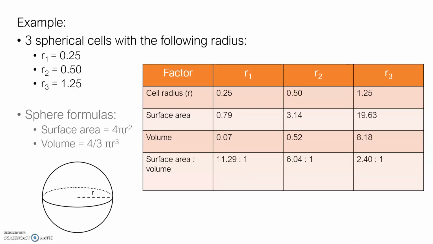For example, let's say we have 3 spherical cells with the following radii: 0.25, 0.5, and 1.25. This is how we calculate the surface area and volume of a sphere. Here we can see that this is the smallest radius, and this is the largest. And you can see what happens to the surface area to volume ratio: the smallest cell has the largest ratio, which is 11.29 to 1, then 6.04 to 1, and 2.4 to 1.